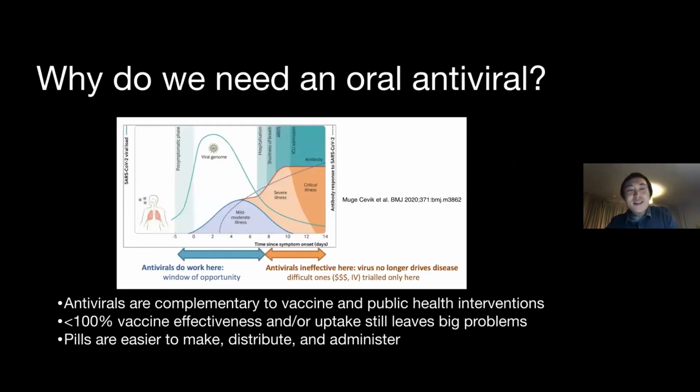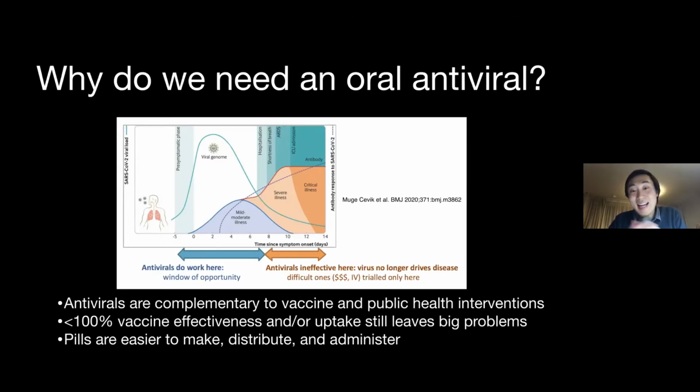The reason is that we think antivirals are operating in a very complementary way to vaccines. First, vaccines are known to not be completely effective. In fact, there are age groups which may not be appropriate for vaccinations, and uptake still leaves a big problem. More importantly, orally available pills are often much easier to make, much easier to distribute, much easier to administer. And antivirals have a large window of opportunity to work when a patient develops mild to moderate symptoms.